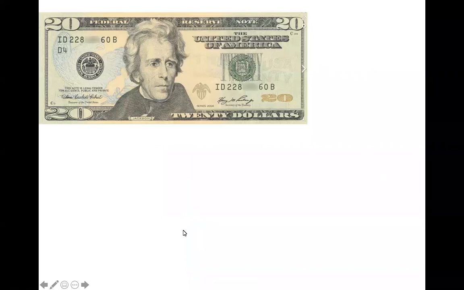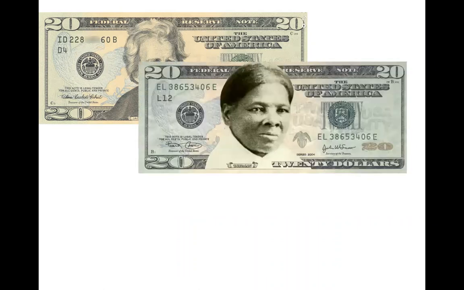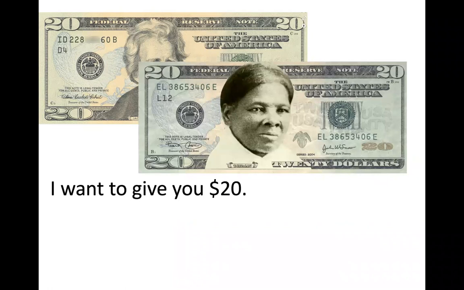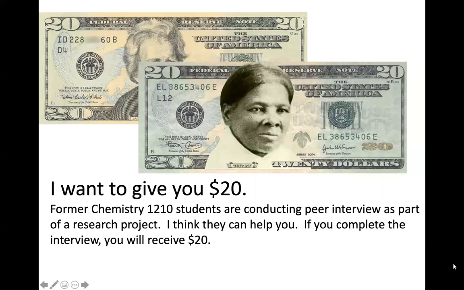Another thing that I think can be useful, as you might know, so here's the current $20 bill. The current $20 bill is going to be replaced by a Harriet Tubman $20 bill. Now, I don't know if you have a favorite out of these. The reason I'm bringing it up is I want to give you $20. Now, it might not be a $20 bill, might be a gift card of some kind, but I have money that I want to share with you. When I say I have money that I want to share with you, I have former students from Chemistry 1210, and they're conducting peer interviews as part of a research project that I'm up to. I think they can help you, and I think we can learn from you. So my plan is, if you complete the interview with one of these peers, I'm going to give you $20.